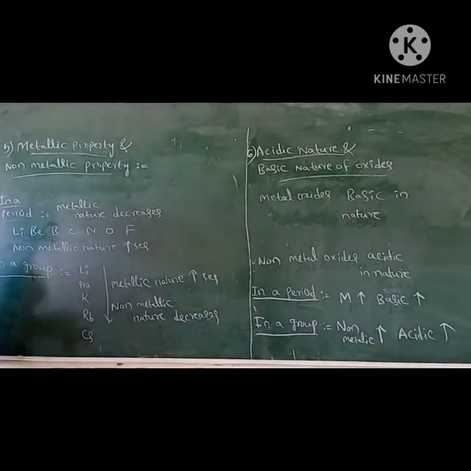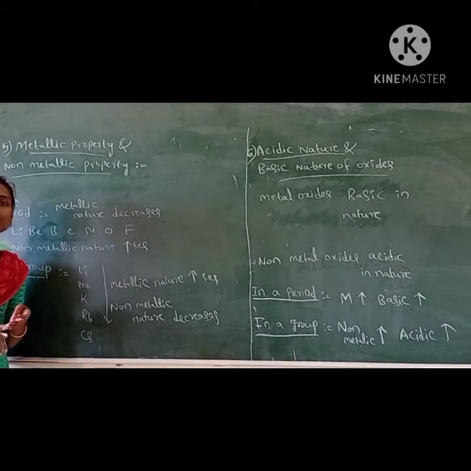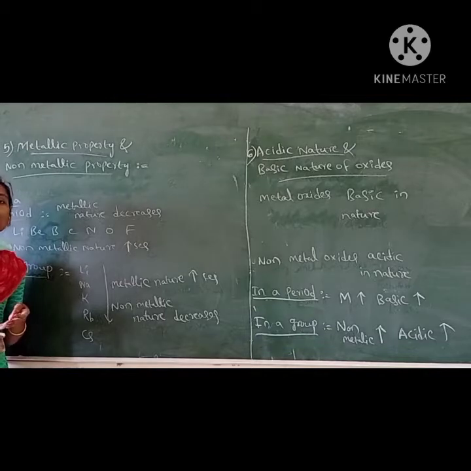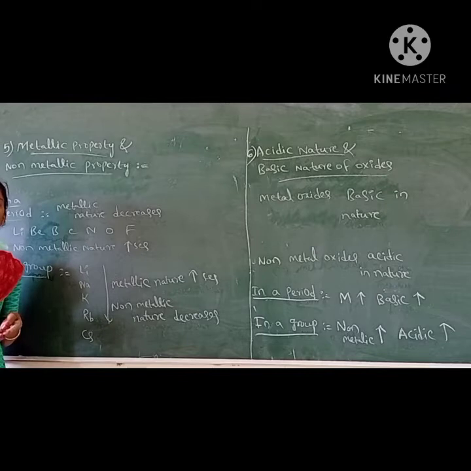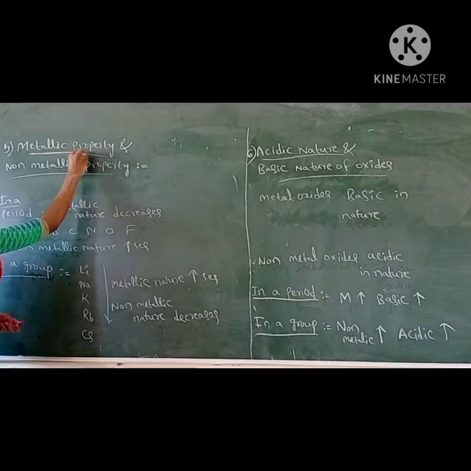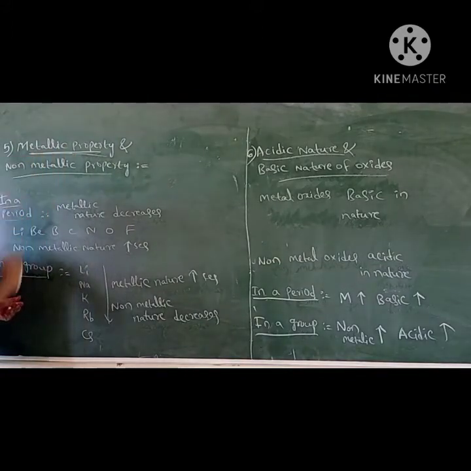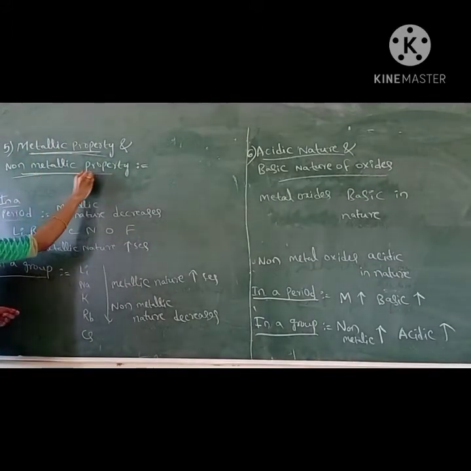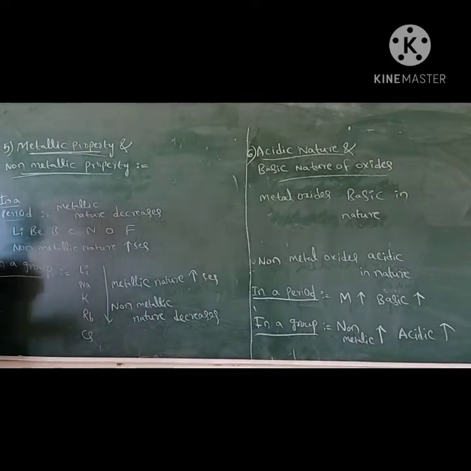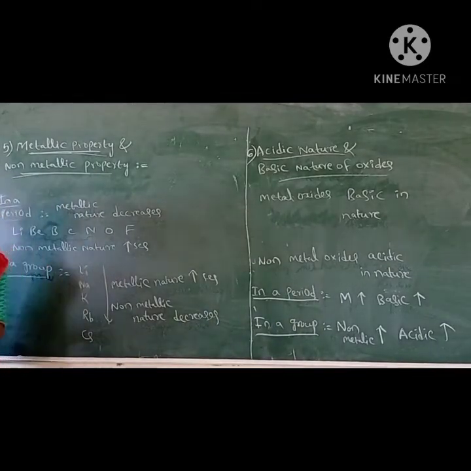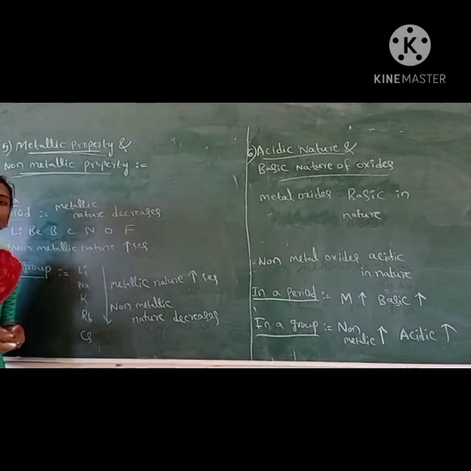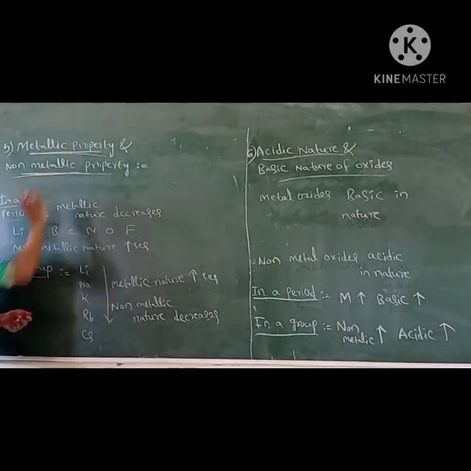The first A group elements and second A group elements readily lose the electron because of low IE values. Already we have discussed this in ionization energy also. If ionization energy is less, it readily loses electrons. That property is called metallic property. So metallic property means losing tendency, and non-metallic property means gaining, accepting tendency. The tendency of an element to accept electrons is called non-metallic property.